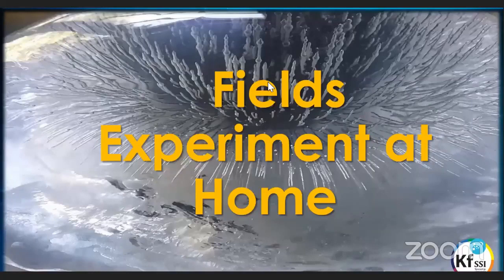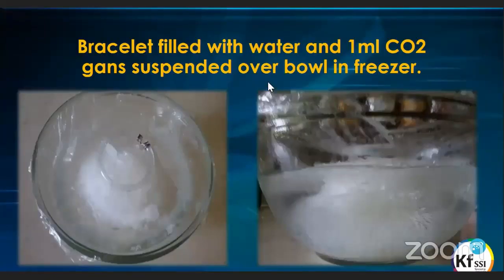And to do some nice experiments at home, just to see for yourself how these fields look, one of the best ways is a nice ice experiment. This is the one that we had done very early on. It was great to actually see what these fields look like. So what we had done was we had just filled a little bracelet. You can see the photograph on the left. It's just a small tube that we had filled with water and a small amount of CO2 gas.